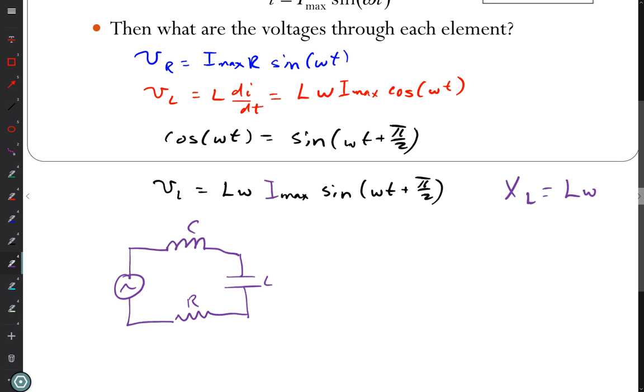If you have a low frequency, then the current's going to be really low, because at low frequency you're going to have the capacitor blocking current. If you have a high frequency, your current's going to be low because you have the inductor blocking current. Somewhere in between, then, there's going to be a frequency where you have a maximum.